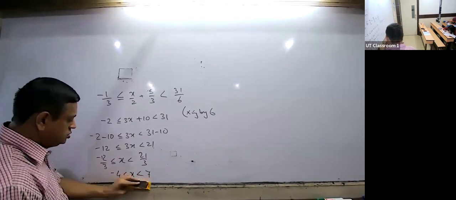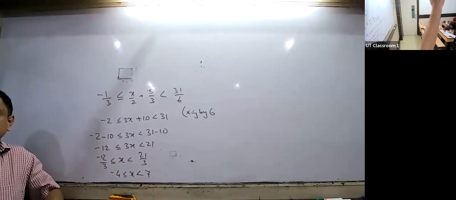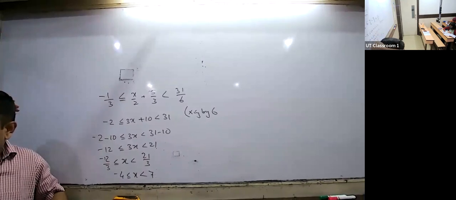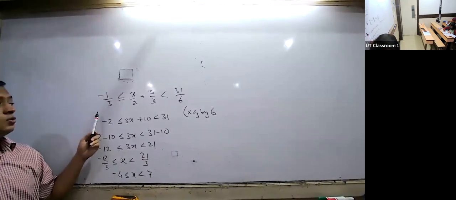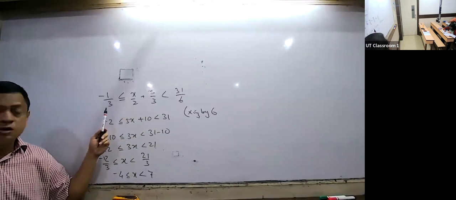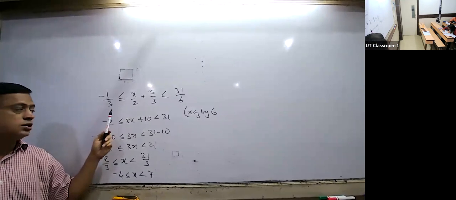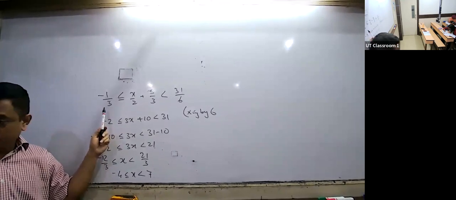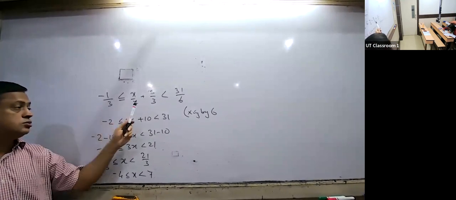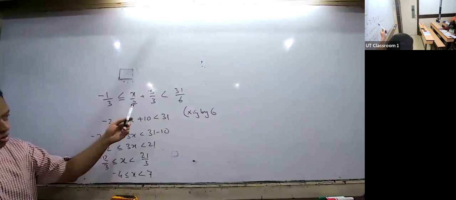All of you got this one? Yes, sir. This is the main part. Which step? This step, where we converted into proper fraction. Listen, those are not followed. Now check the denominators. It was 3, 2, 3, and 6. Its LCM is 6. I multiplied throughout by 6.